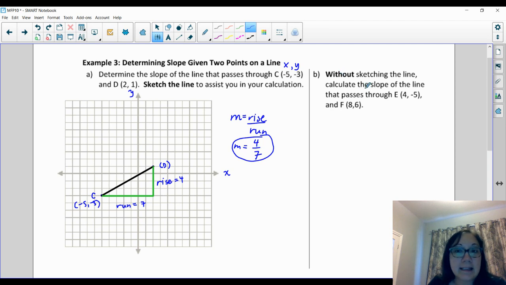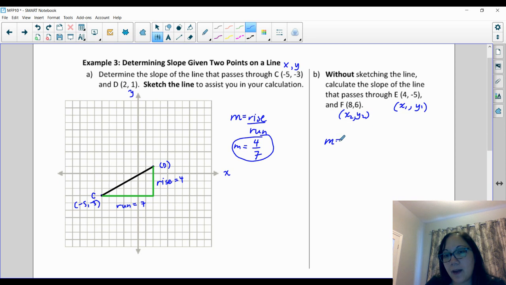Now, they're going to ask us to do the same thing, but without sketching the line. So it makes it a little bit more difficult, but we have a bit of a trick up our sleeves to help us. So I'm going to say that this is my first point, and I'm going to label its coordinates x1 and y1. This is my second point. I'm going to label its coordinates x2 and y2. The reason I have to put 1s and 2s on here is just to show that F is my second point and E is my first point.